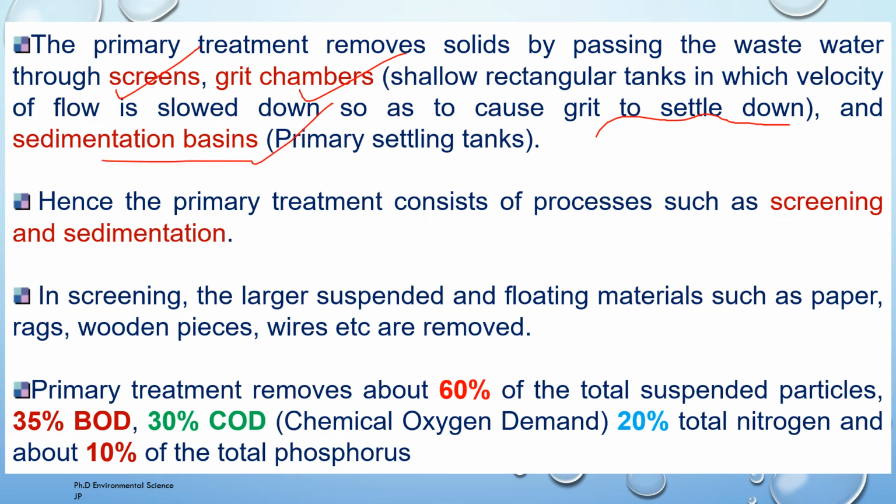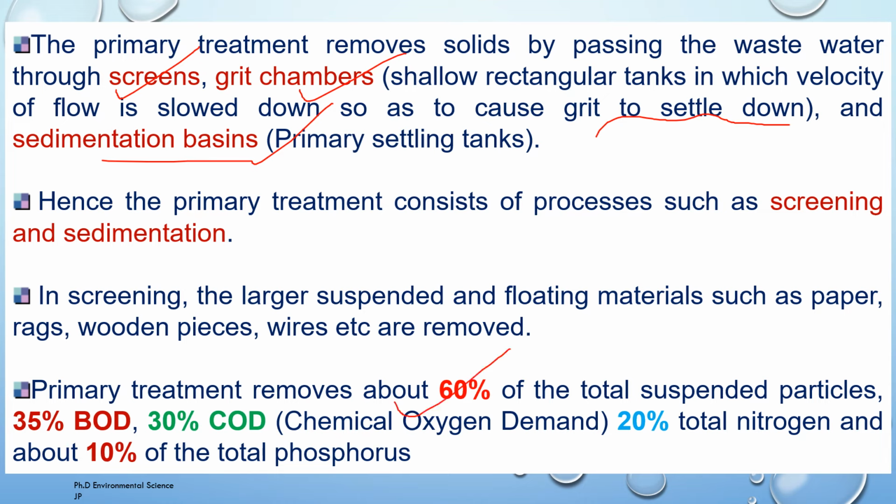The wastewater then enters into sedimentation basins or primary settling tanks where the flow is further slowed. This allows the suspended solids to settle at the bottom of the tank. The settled solids form a sludge layer which is periodically removed. The primary treatment process removes a significant portion of contaminants from the wastewater. Approximately 60% of the suspended solids are removed.